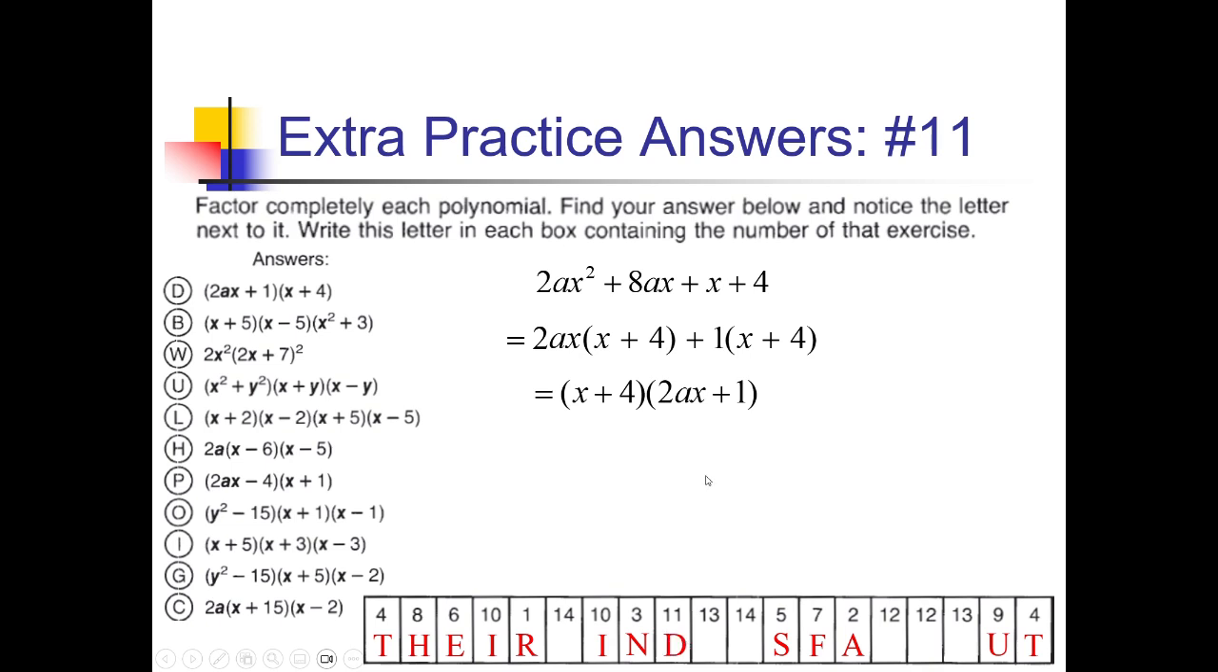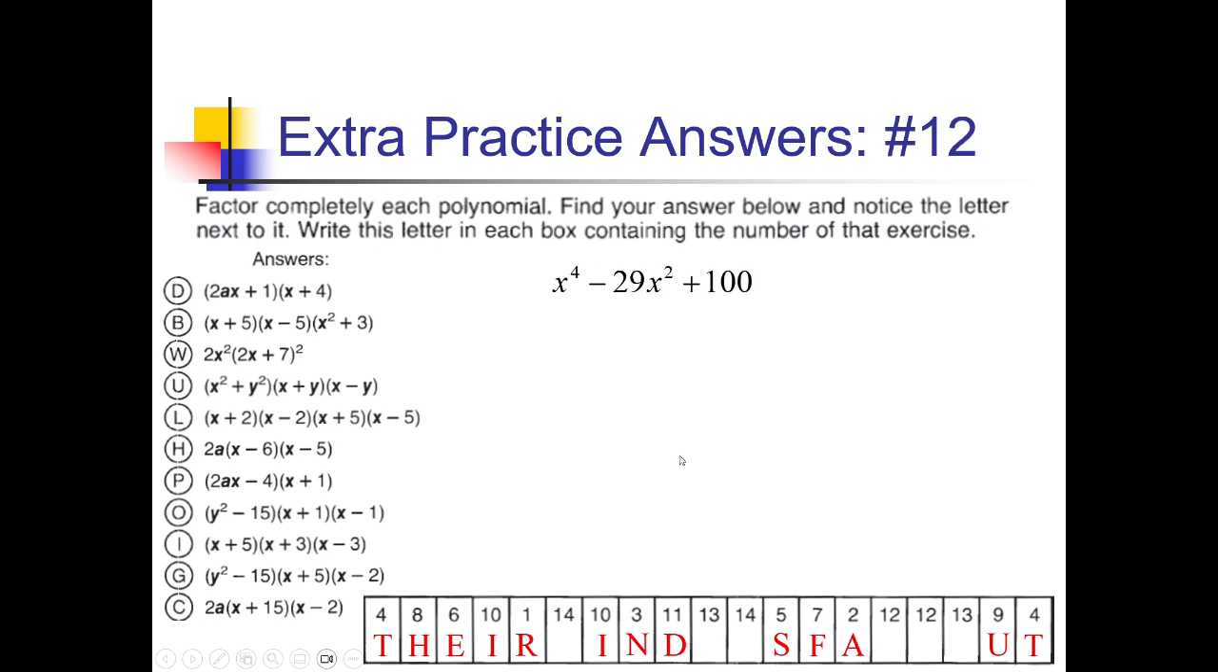You will notice, however, that all the remaining problems, 12, 13, 14, they will all get used twice once you find the answer. For number 12, we have something that looks kind of like a quadratic, only it's got x to the 4th, x squared, and a constant, instead of x squared, x, and a constant. We can actually treat it like a quadratic and try to factor it, though. We'll just have to remember to use x squared instead of x when we do so. So let me look for factors of 100 that add up to negative 29.